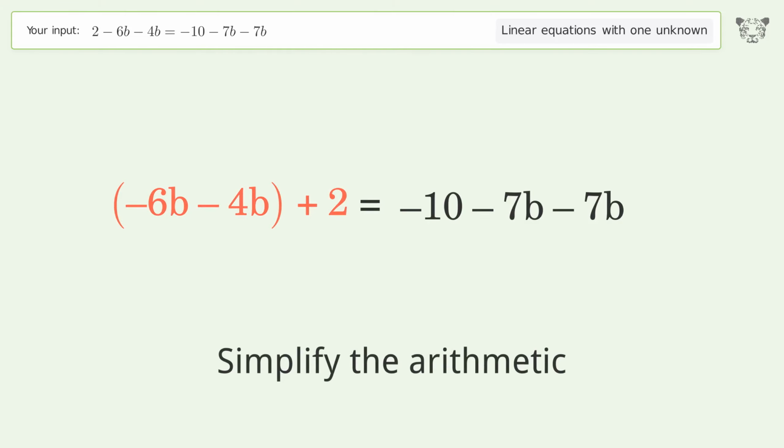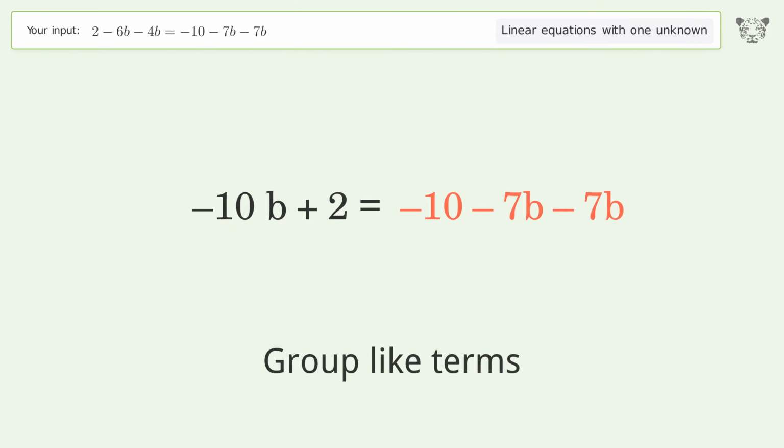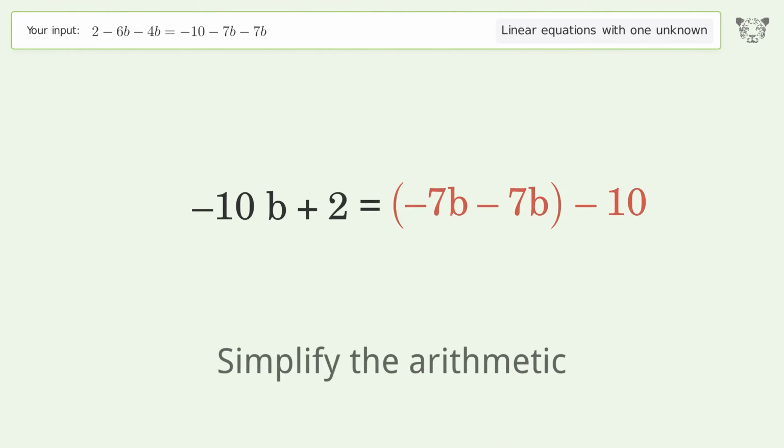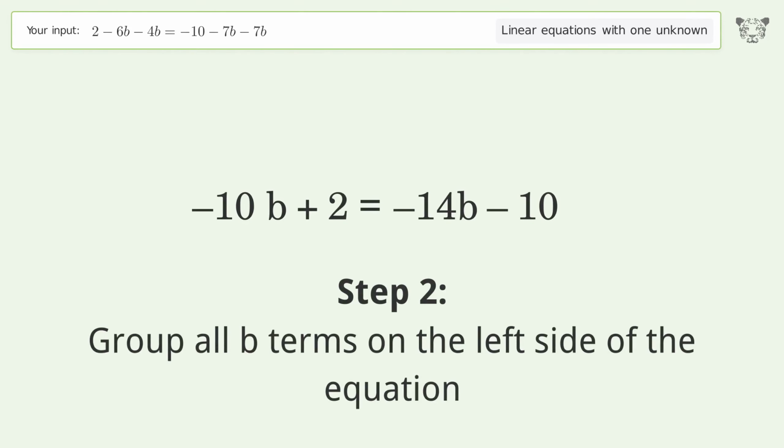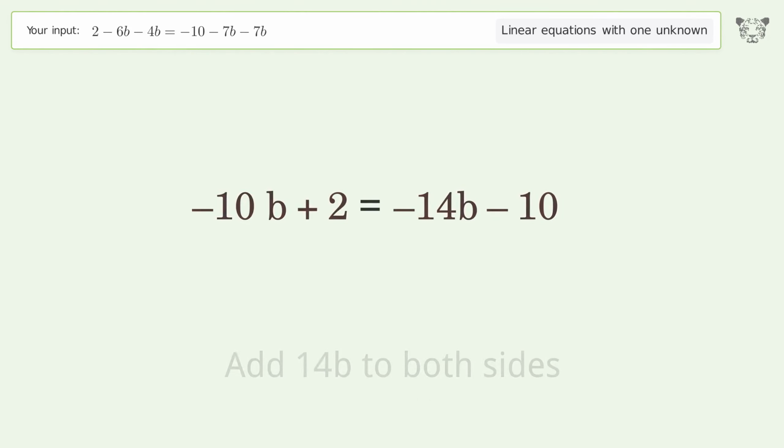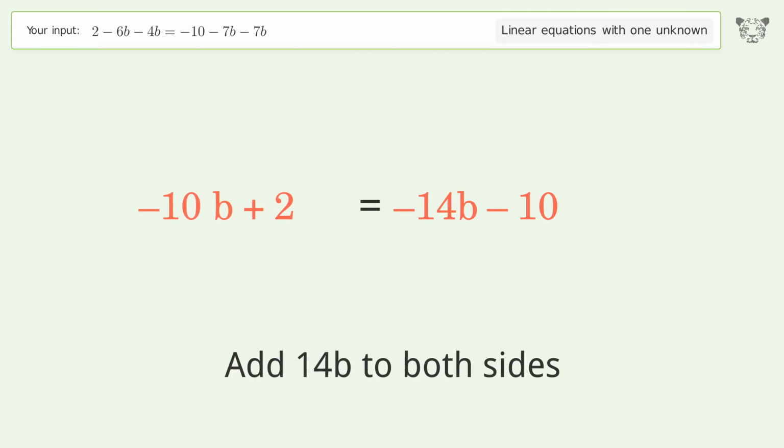Simplify the arithmetic. Group like terms. Simplify the arithmetic. Group all b terms on the left side of the equation. Add 14b to both sides.